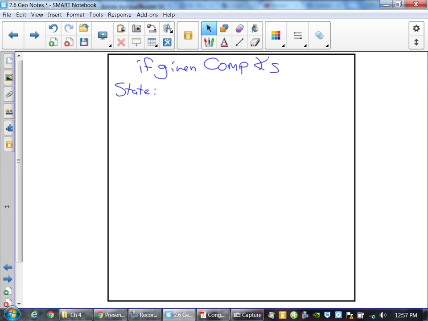If you're given complementary angles, it's not just that the angles are nice to each other. First of all, you know how many angles there are and what they have to add up to equal. So how many angles are there if they're complementary angles? Two. And then what do those two angles have to add up to equal? 90. What is the most generic way to say two angles add up to equal 90?